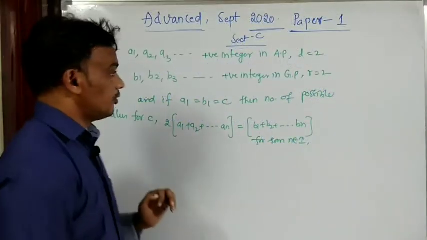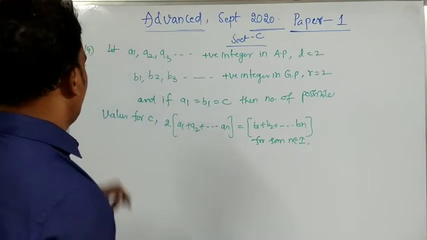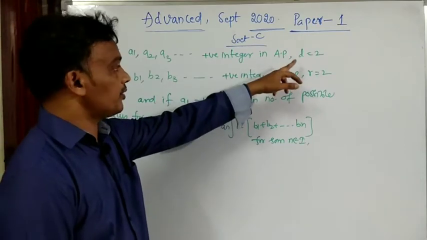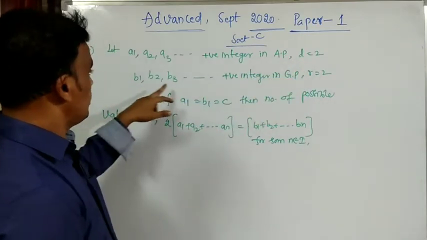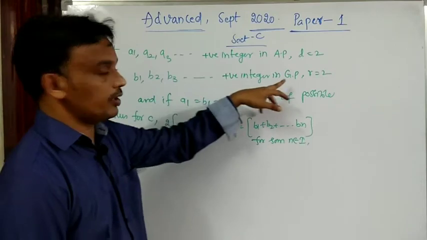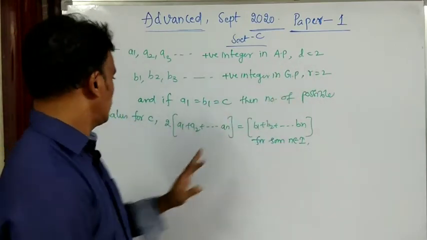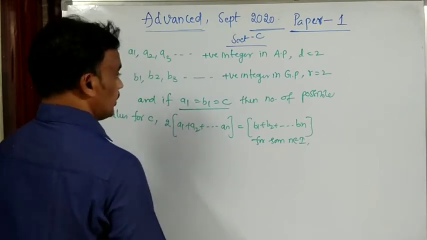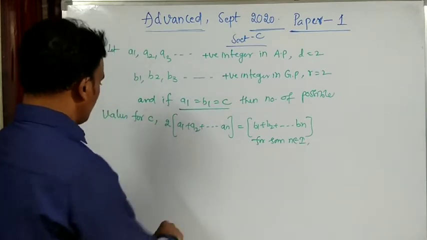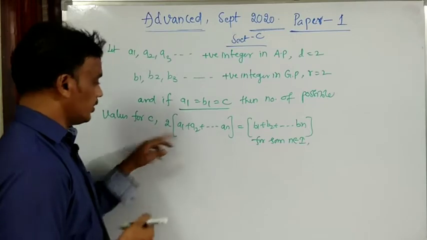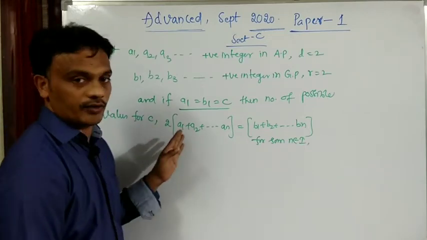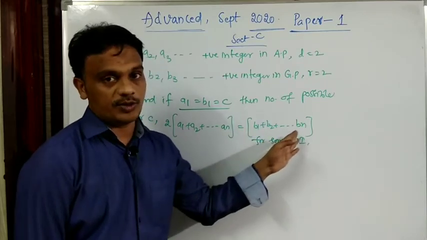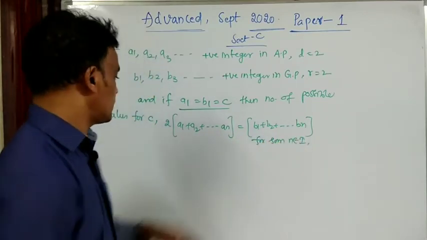Here is one more problem from sequences and series. A1, A2, A3 are positive integers in arithmetic progression with common difference 2. And B1, B2, B3 are positive integers in geometric progression with common ratio 2. One more condition: A1 equals B1 equals c. Then find the number of possible values of c satisfying the condition 2 times (A1 + A2 + A3 + ... + An) equals B1 + B2 + B3 + ... + Bn.